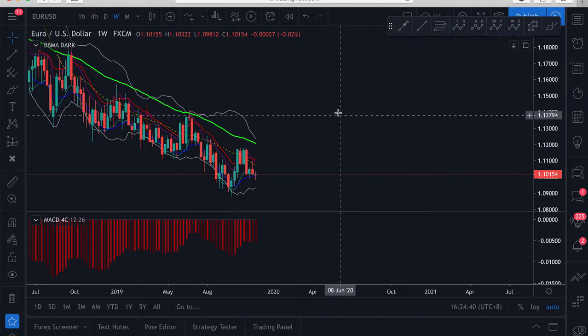As usual, we use TradingView. This week we want to look at AUD CAD.